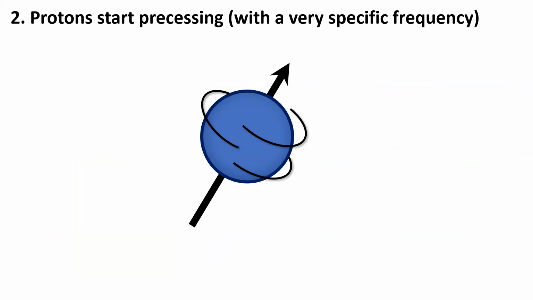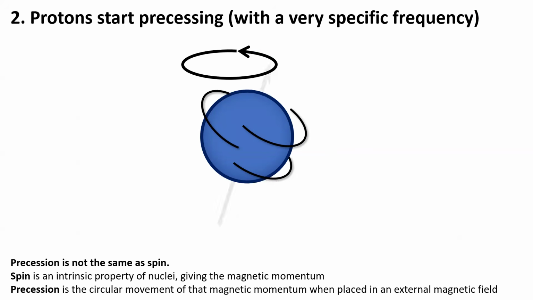What's happening next? Well, first thing is the protons will align themselves along the axis of the external magnetic field, but they will also do something else. They will start precessing. And what is that? That's not the same as spin. So spin is basically the proton spinning around its own axis. It's an intrinsic property of nuclei, giving the magnetic momentum of the nucleus. Precession, on the other hand, is something else. It's the circular movement of that magnetic momentum when placed in an external magnetic field.